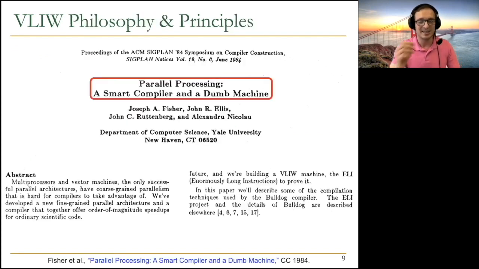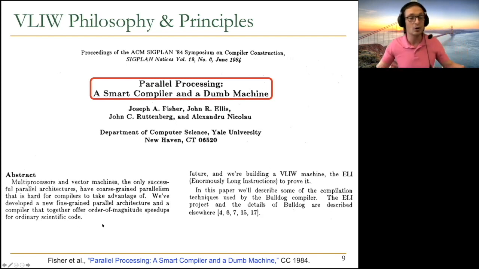Okay, so let me talk about the VLIW philosophy and principles. This is one of the papers written by the person who introduced VLIW, Josh Fisher. And you can see the philosophy in the title over here, right? Basically, we want to achieve parallel processing with a dumb machine, dumb meaning as simple as possible hardware, but the compiler needs to be smart. And you can see that the claim over here is that we've developed a new fine-grained parallel architecture and a compiler that together offer order of magnitude speedups for ordinary scientific code. So you can see ordinary scientific code here.